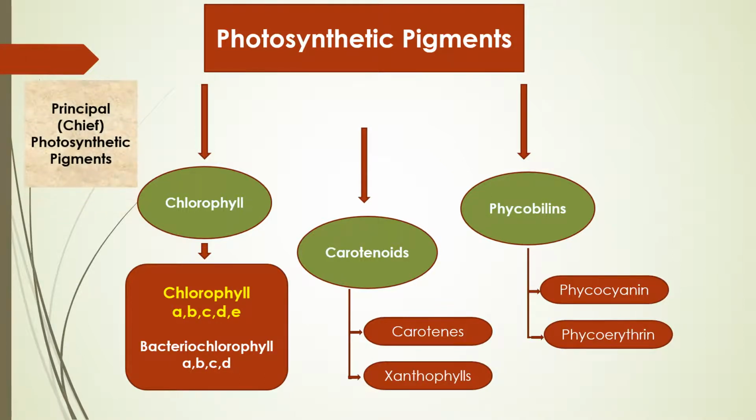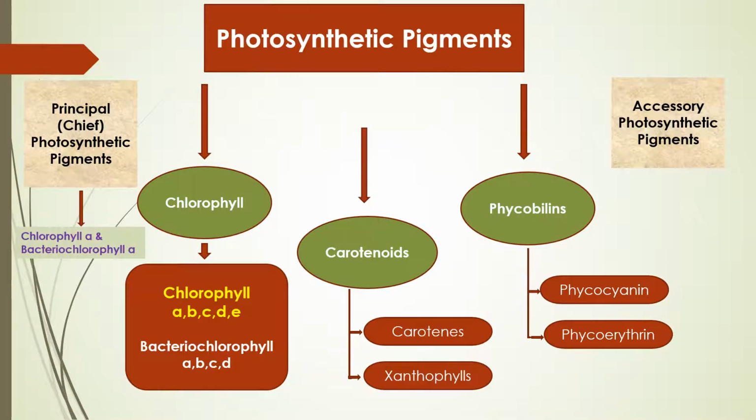Photosynthetic pigments can be classified into two types based on their involvement in photochemical reaction, and they are principal or chief photosynthetic pigments and accessory or antenna photosynthetic pigments. The principal photosynthetic pigments are those pigments which directly take part in the photochemical reaction. It is chlorophyll A in all photosynthetic organisms except bacteria, and in bacteria it is bacteriochlorophyll A.